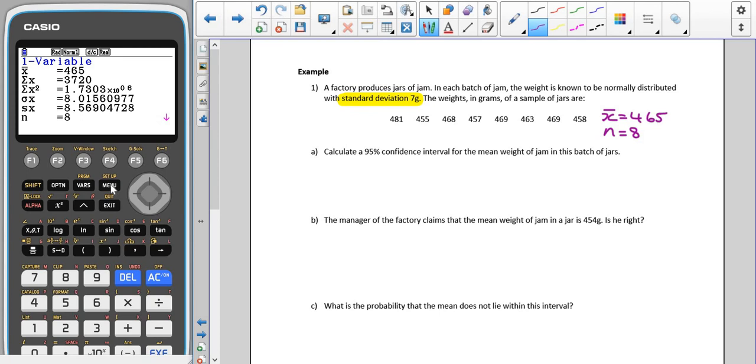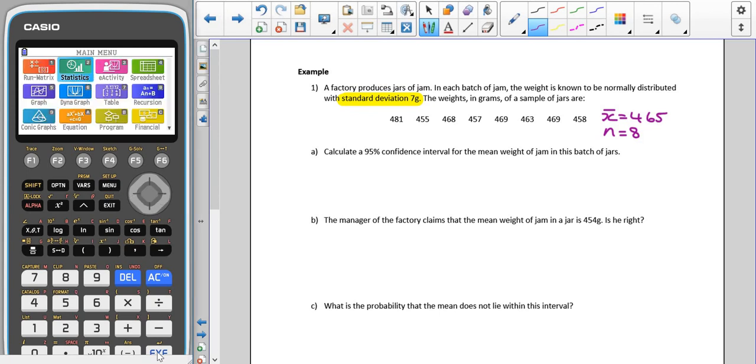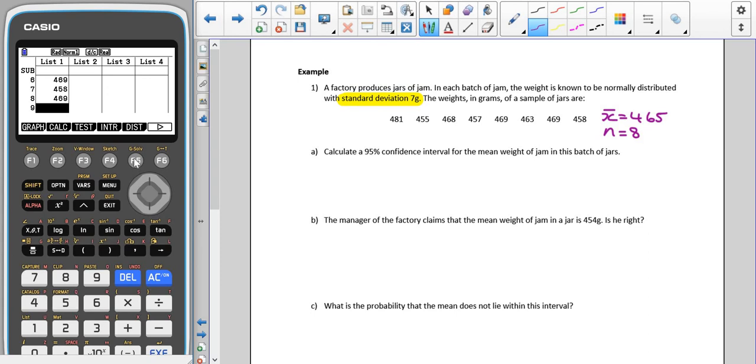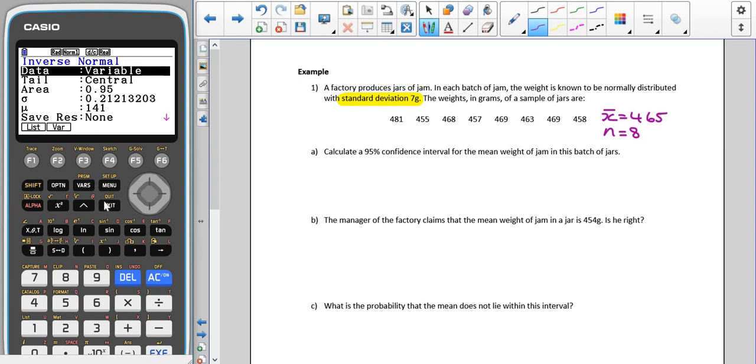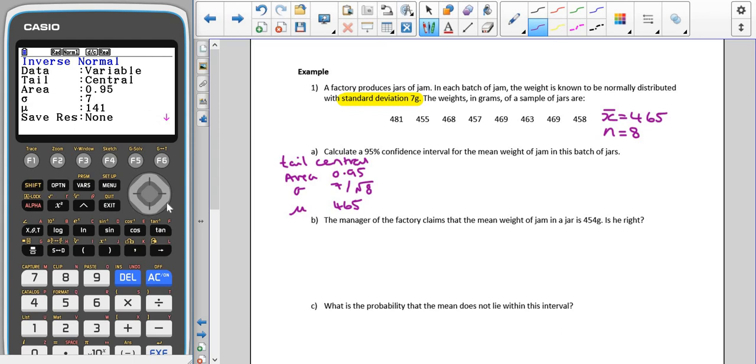So now we do things the same as we did when we had our large sample. So we go into dist, norm, inverse normal. Our tail should always say central still. Our area is going to be the area of our confidence interval. Our standard deviation is going to be that of the population divided by the square root of the sample size. And our mean is now going to be the mean from the sample that we have taken. So we've got 7 divided by the square root of 8. And we have 465.